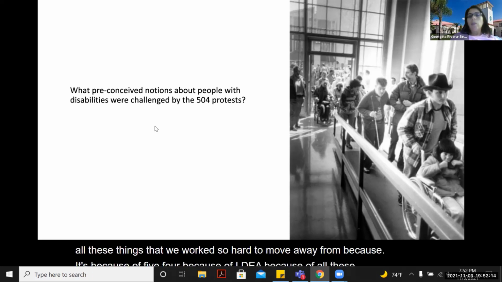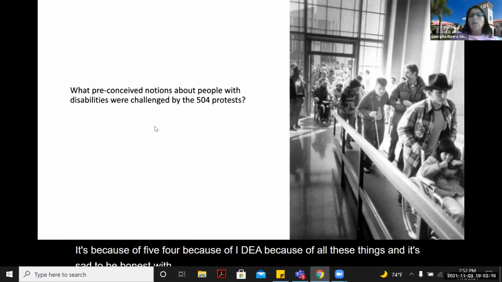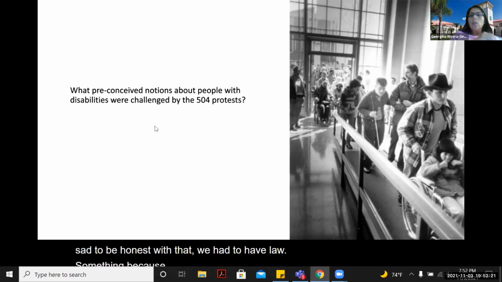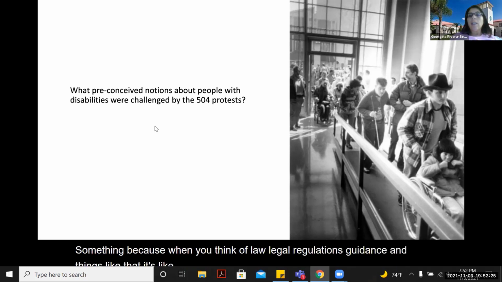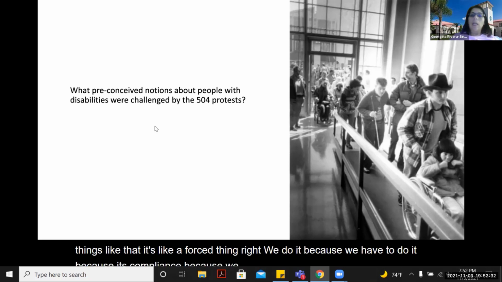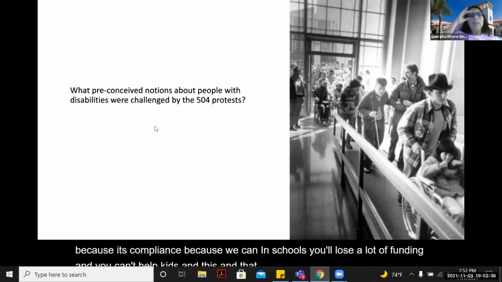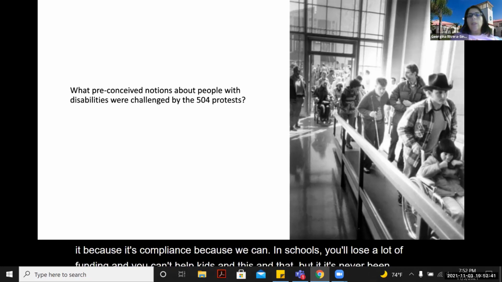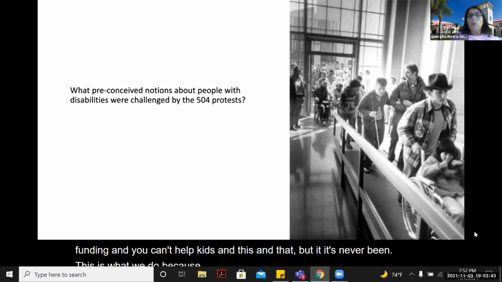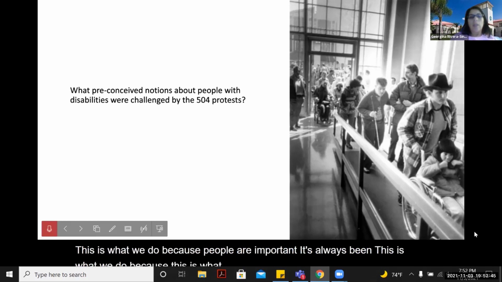And it's sad, to be honest with you, that we had to have law, because when you think of law, legal regulations, guidance, and things like that, it's like a forced thing, right? We do it because we have to do it, because it's compliance, because in schools you'll lose a lot of funding and you can't help kids and this and that. But it's never been, this is what we do because people are important. It's always been, this is what we do because we have to. We're forced to do this.